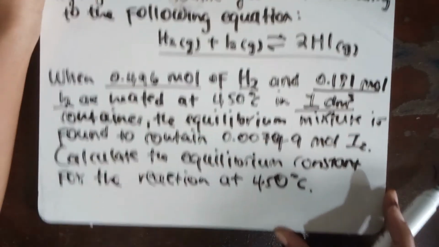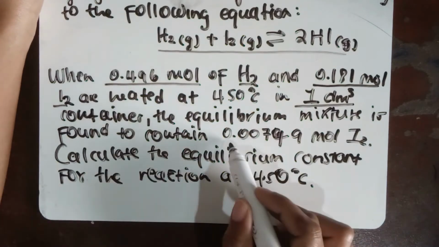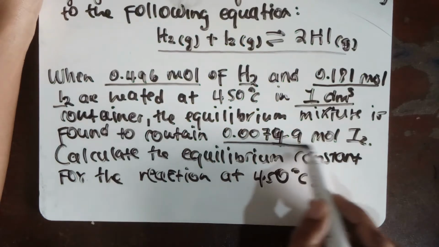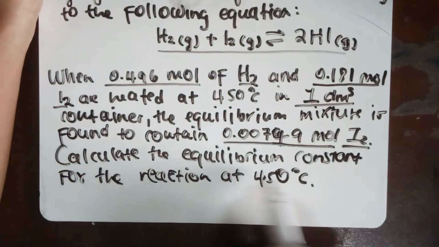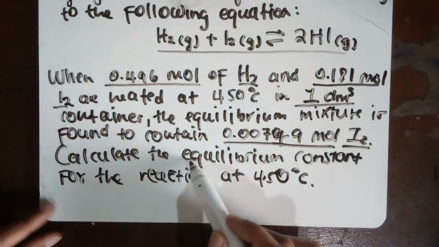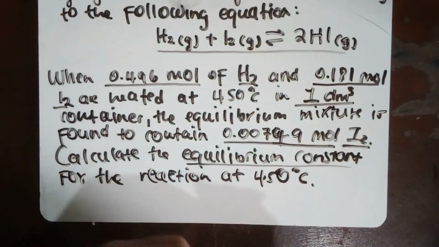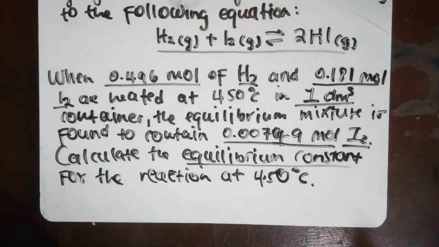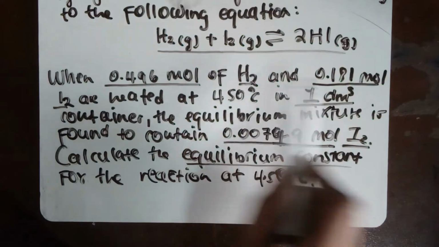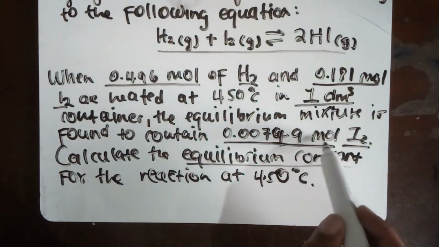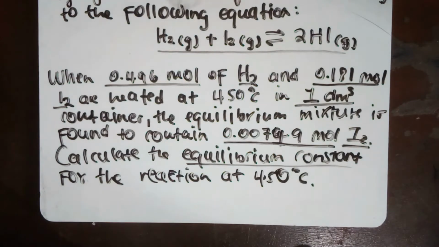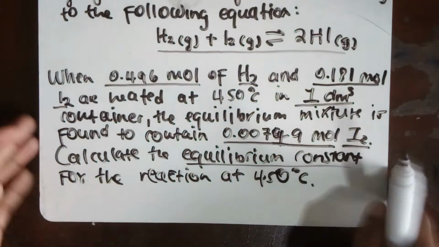And then the equilibrium mixture is found to contain 0.00749 moles of I2. Calculate the equilibrium constant for the reaction. So remember, to calculate the equilibrium constant, we have to know the concentration of all of this at equilibrium. And we are not given that in this instance. In fact, what we're given is just the number of moles initially for reactants, as well as the number of moles of iodine at equilibrium. So how do we go about performing a calculation such as this one?